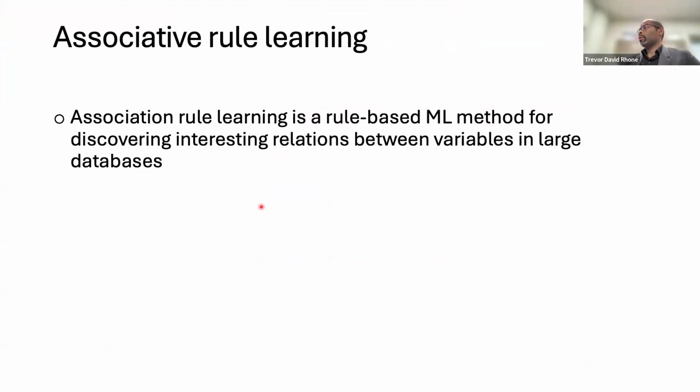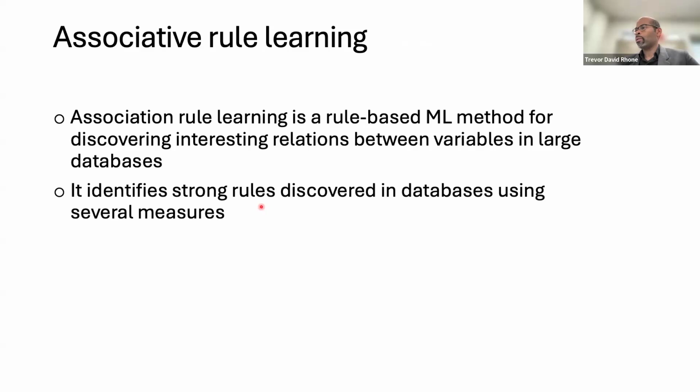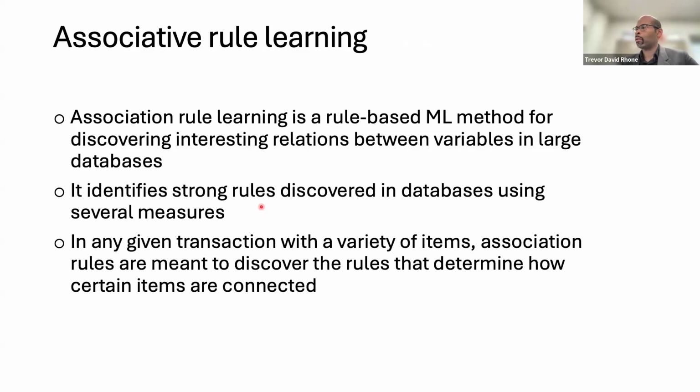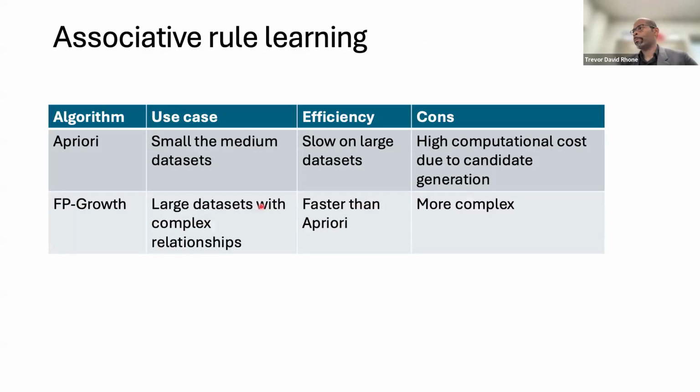So association rule learning is a rule-based ML method for discovering interesting relationships between variables in a large data set. It basically tries to find rules that exist in the data set, and I'll show you what I mean by that in a second. So it identifies items and association rules between those items, and also item sets, so pairs or triplets of items. Okay, so let's give an example in a few slides.